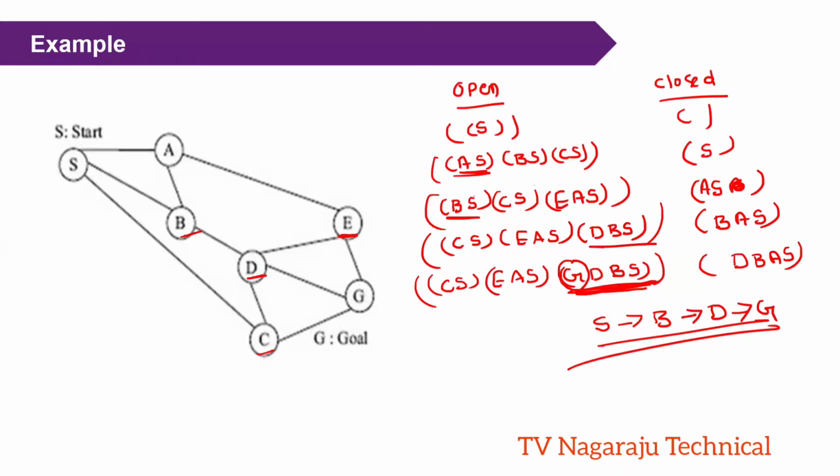This is the simple search tree algorithm. You got it? What is the advantage here? Here we identify the path also, compared to simple search 2 where you are identifying only the node. Here you identify the path also. Clear? This is the end of simple search. Thank you.